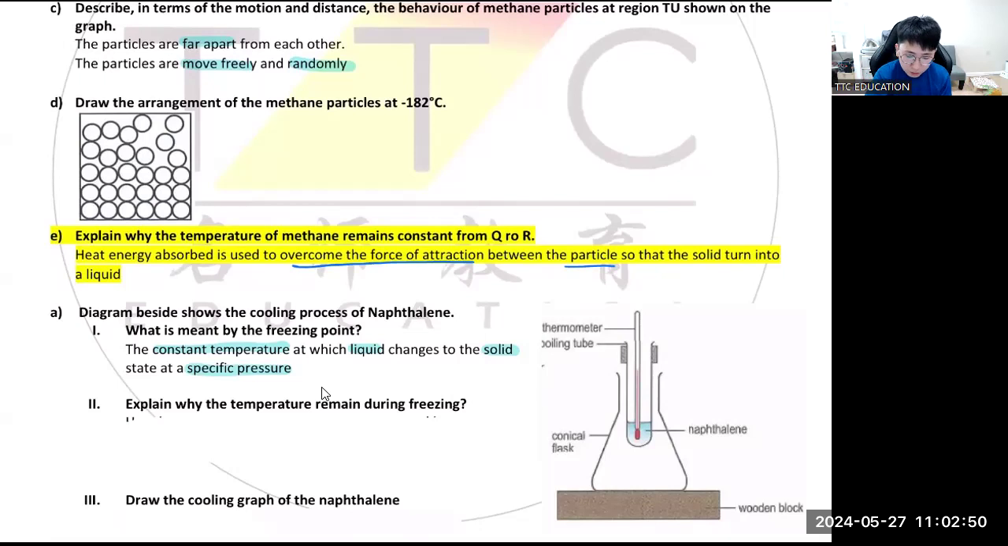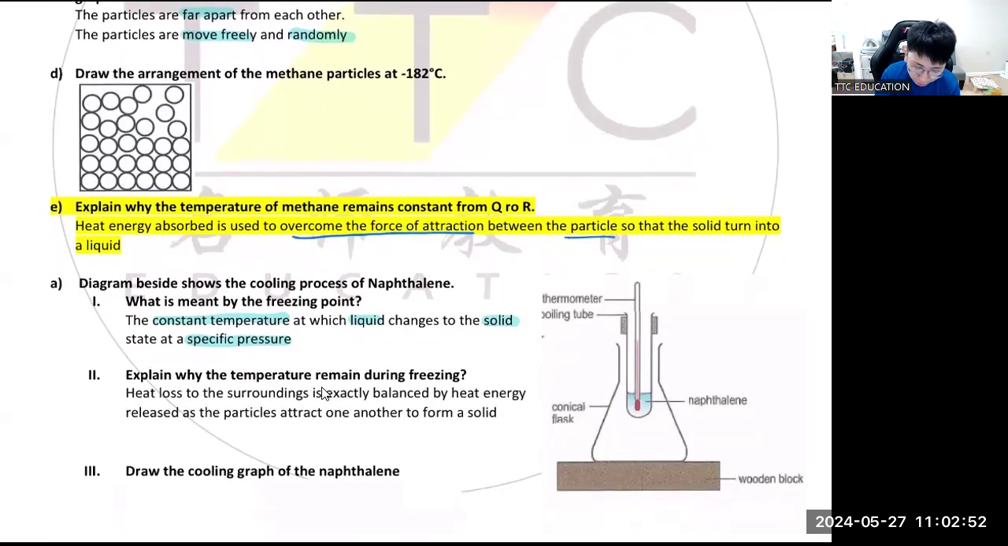So we say, heat loss to surrounding is exactly balanced by the heat energy release as the particles attract one another to form solid. So why need to write in this way? What's the meaning of this sentence? Because when we say heat loss to surrounding is exactly balanced by the heat energy release as particles attract one another, it means that just now we said we absorb heat to overcome force, right? So now if you want to form the force back, it's supposed to release heat.